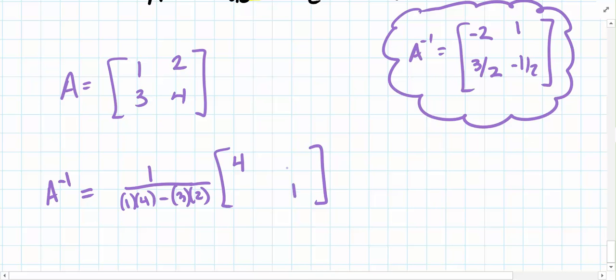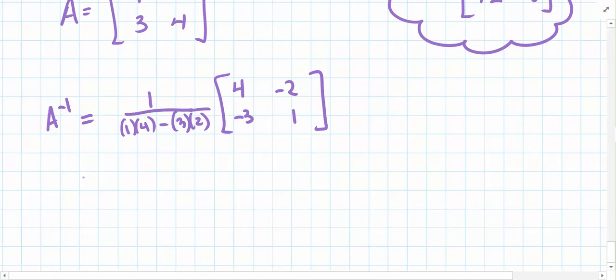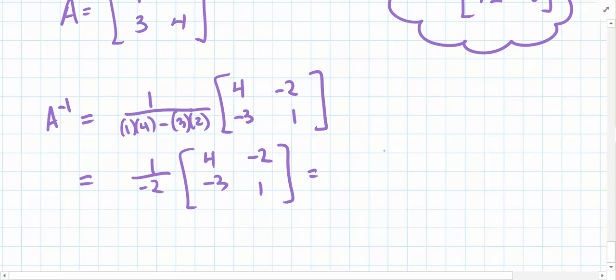All right, let's keep going with this. That would give me 1 over 4 minus, this is -2, right? This is -1/2, times all of this: 4, -2, -3, and 1. Well, look what that gives me. What's -half of 4? -2, 1, 3/2, and -1/2. Hey, oh my gosh, that's exactly what it says right there. And that's how it's done.